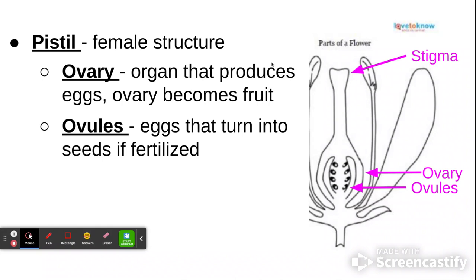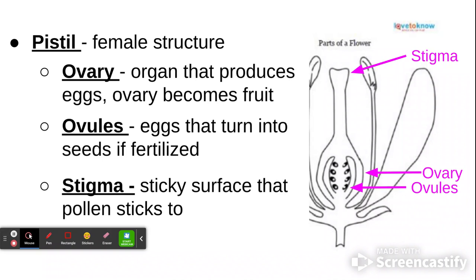And then up at the top here is something called the stigma. The stigma is this top part. It's really sticky so that pollen can stick onto it. Remember, pollen's the sperm. We need pollen to stick on it so it can travel down here and fertilize our eggs. So stigma and sticky, that's how you can remember it. They both start with STI. Sticky surface that pollen sticks to.